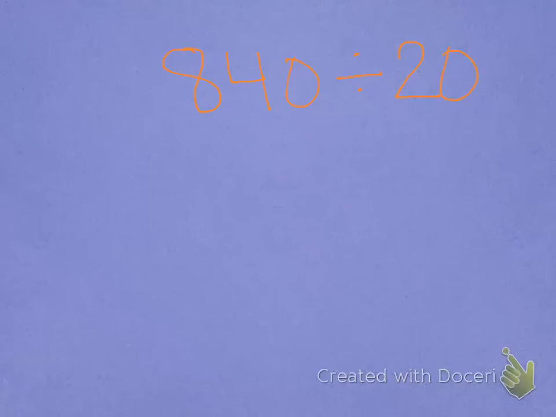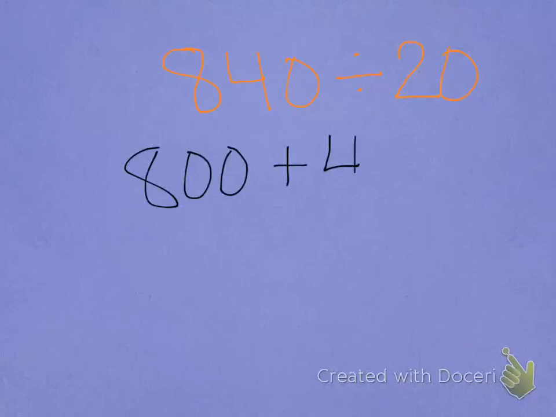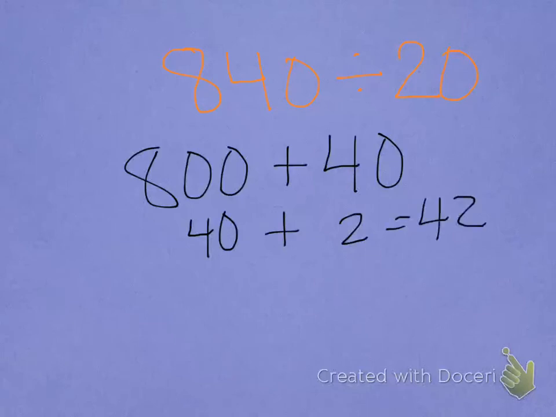For 5, it says solve mentally by breaking down the dividend into smaller parts that are easier to divide. Write the equivalent name you used. So if you wanted to break it down, you could break it down into 800 plus 40. 20 goes into 800 40 times. 20 goes into 40 2 times. So your answer would be 42.